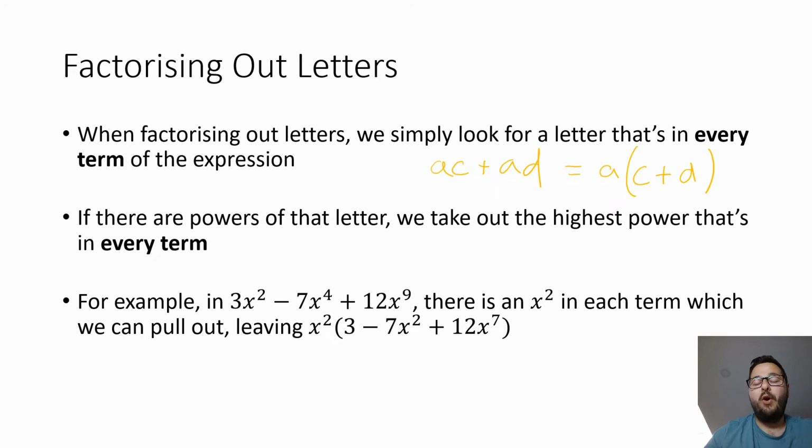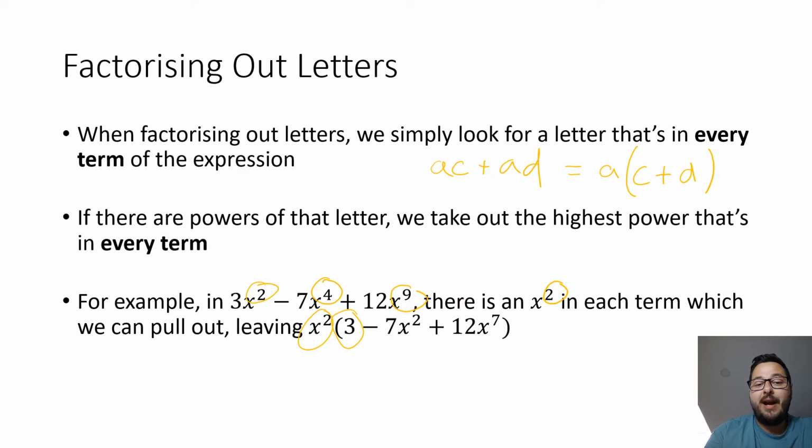Okay, but if you've got higher powers, you can pull out the highest power that's in all of them. So for example, in 3x squared minus 7x to the power 4 plus 12x to the power 9, we've got 2 there, 4 there, and 9 there. So x squared is in each term at least, so you can pull out an x squared. And then dividing by x squared will just be left with 3.